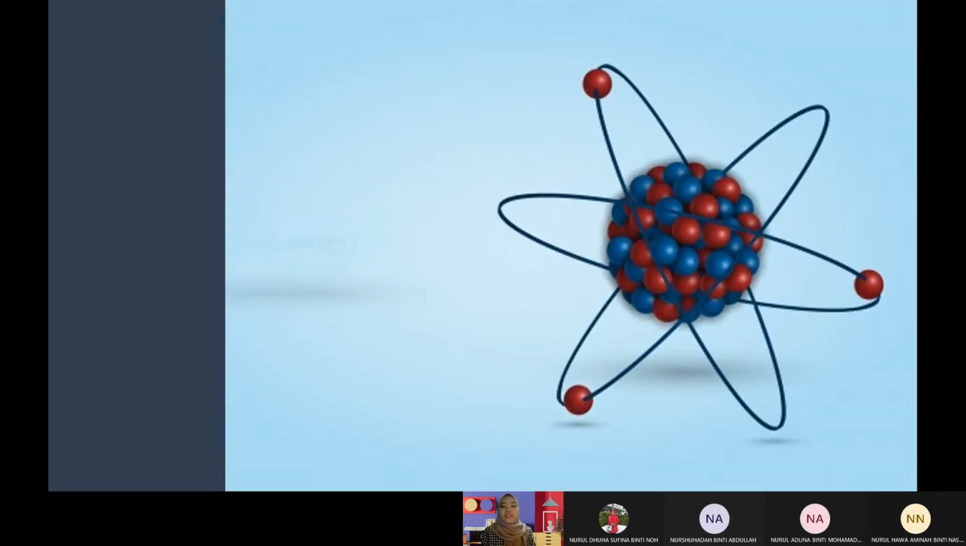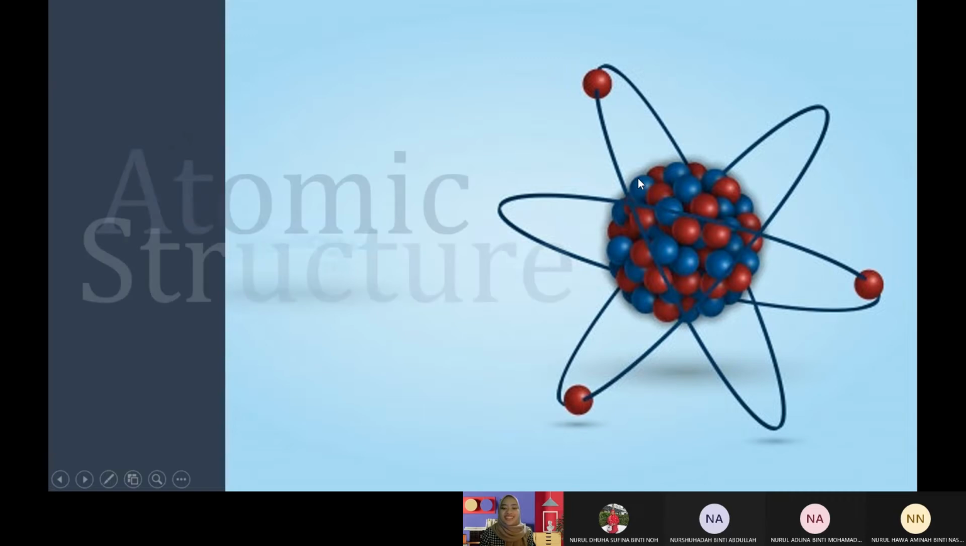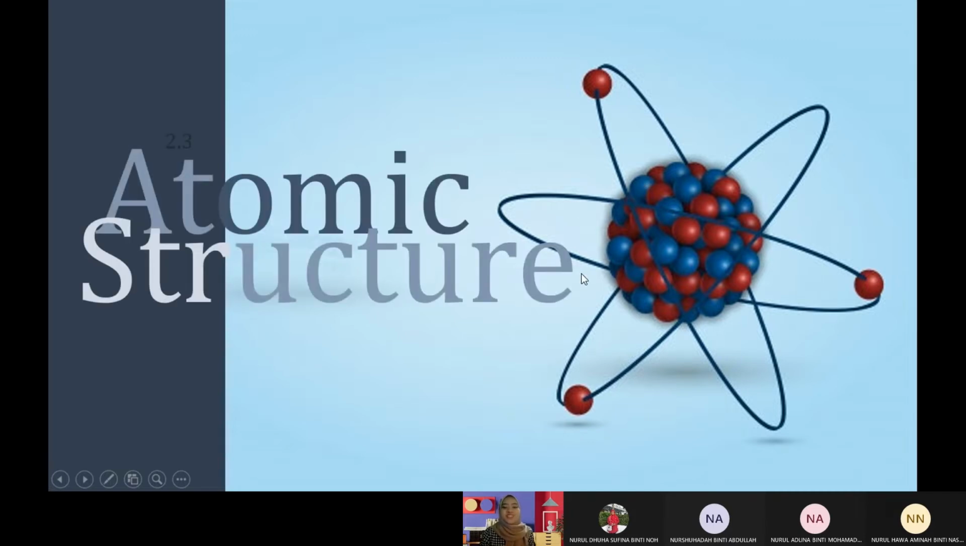Last class, we have learned about the development of the atomic model. So today, based on the first page of my slide, what do you guys think we want to learn about? Proton and electron, I think. It's right. So today, we will learn about atomic structure. Now you can refer to your textbook, page 32.